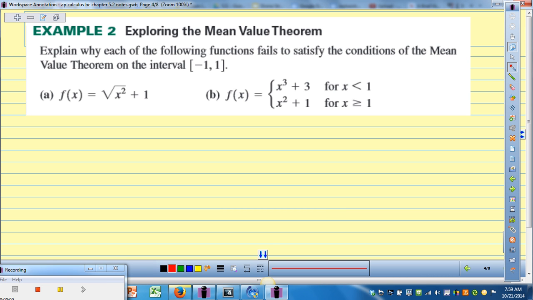Try this one, please. Explain why each of the following functions fails to satisfy the conditions of the mean value theorem on the interval from -1 to 1. First thing I want to point out, we talked about this once before. What is another way to write the square root of x squared? That is the same as the absolute value of x. This is the definition of the absolute value of x.